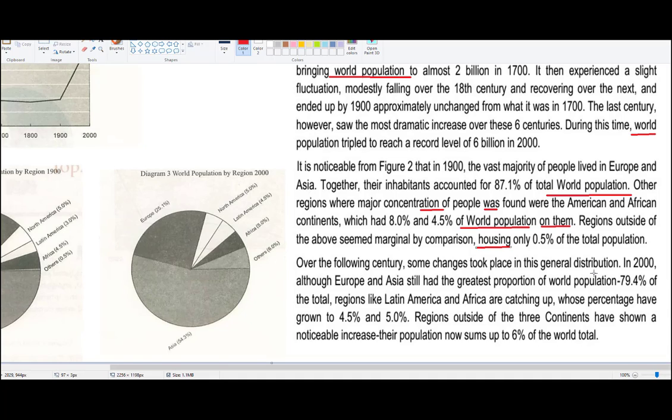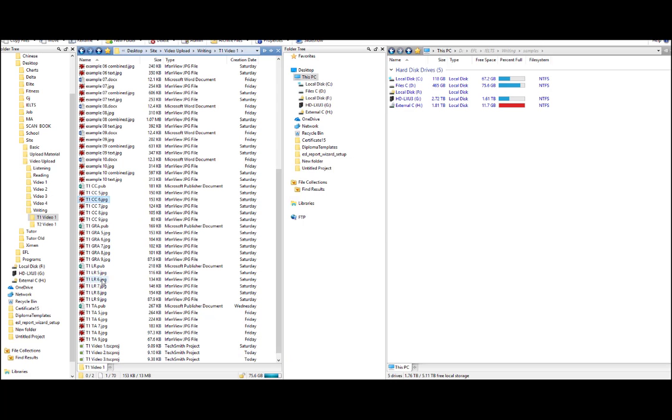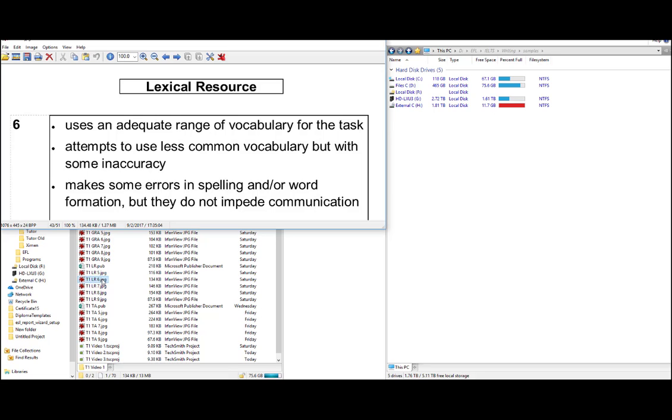Some changes took place in this general distribution. In 2000, the proportion of the world's population. In 2000, well, this is in the past, so why is this present continuous? These percentages have grown. Okay. Their population now sums up 6% of the world's population. Why is it sums up? That's not the right word to use. This last one is a little bit confusing. Again, we should be using words like contain or something similar. So for vocabulary, yeah, there are some errors in word choice, but it doesn't really impede communication, so possibly a 6.